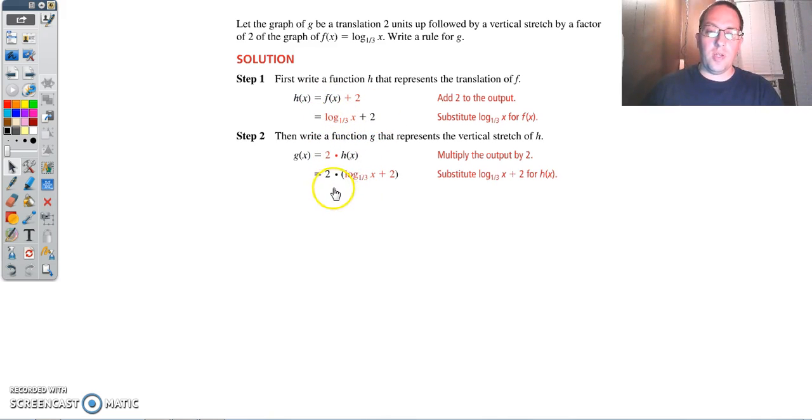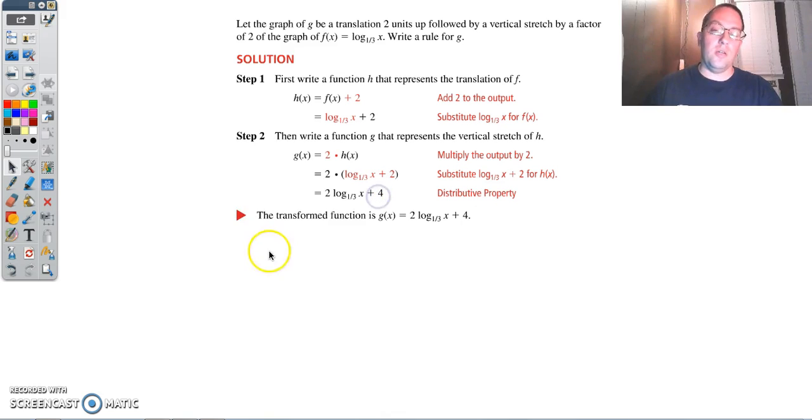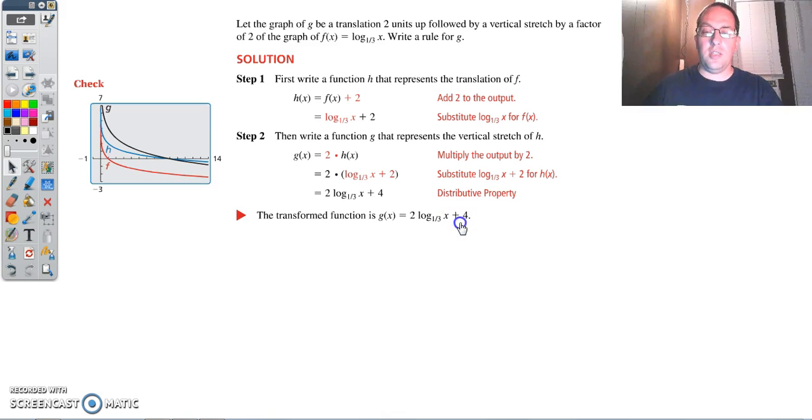So remember, with this vertical stretch, it's times the entire thing, not just times the original. We've added 2 to it because that came first. So this slide up 2 has to be taken into account. So this vertical stretch applies to the whole thing. Distribute that in, and we end up with 2 log base 1/3 of x plus 4. And so our transformed function is this right here.